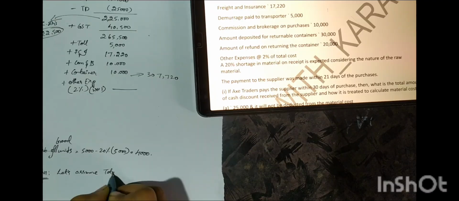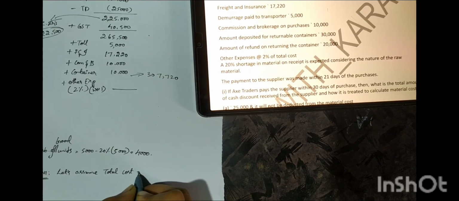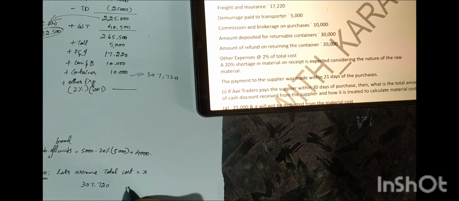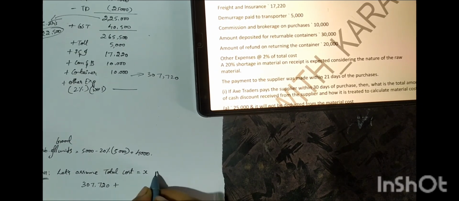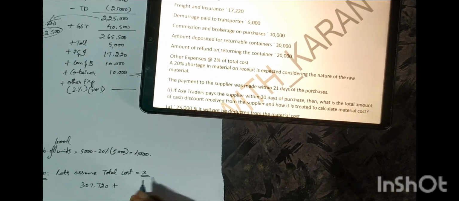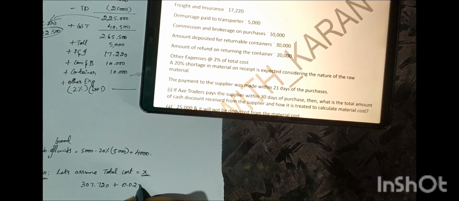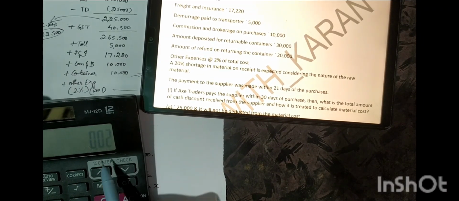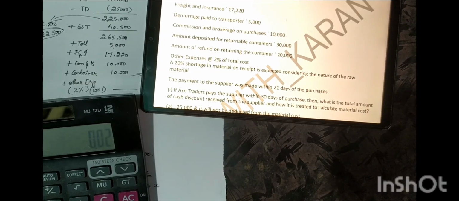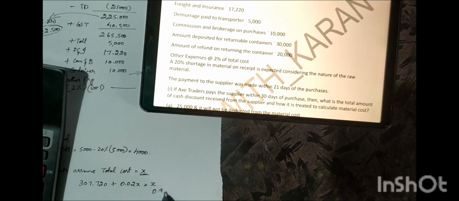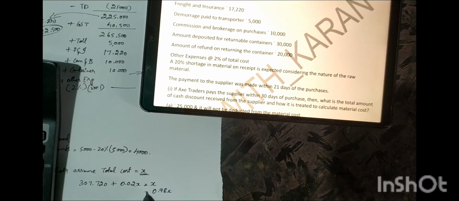And now let's assume the total cost of the material as X. So 307,720 plus what is other expenses? Other expenses 20% of, sorry, it is 2% of total cost. So 0.02X plus 307,720 is equal to X. So 2 divided by 100 is 0.02, and X minus 0.02X gives 0.98. So 0.98X is equal to 307,720.